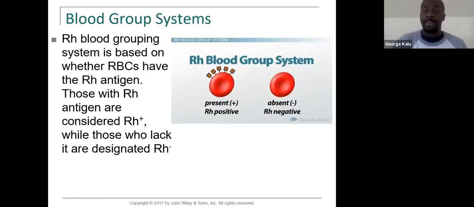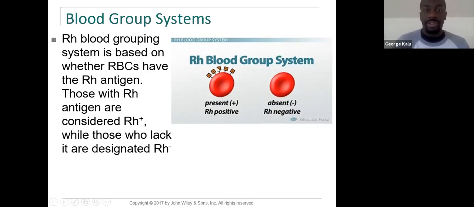Now looking at these two, which one do you think would be the one producing the anti-RH antibody? Would it be the RH positive individuals or the RH negative individuals? If you think it's the RH negative individuals, you'd be correct because again, you're producing antibodies against whatever you do not have. These individuals do not have the RH antigen, so they're going to produce anti-RH antibodies. Those who have the RH antigen will not be producing anti-RH antibodies because they have that on their red blood cell surface.